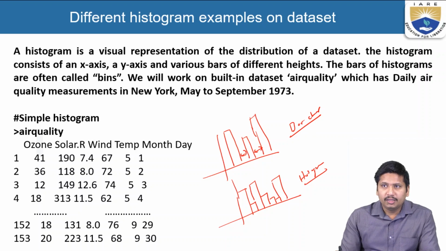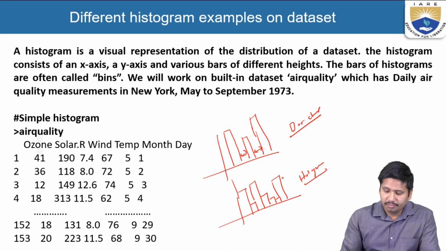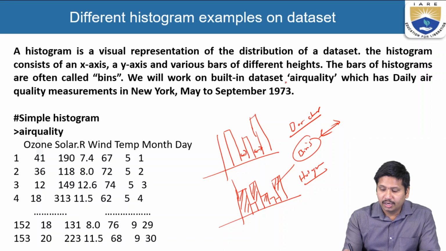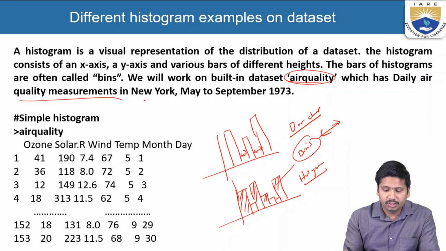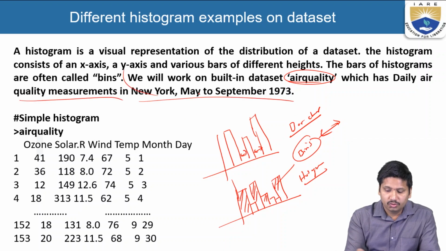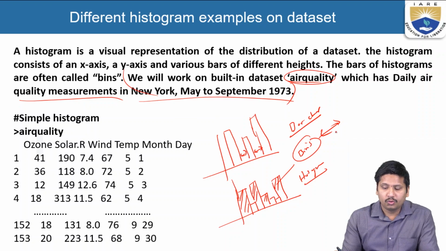Normally, these bars of the histogram are what we call bins. So the bars I draw in a histogram are called bins here. Normally we have a data set of air quality, which has daily air quality measurements in New York City. So this is the data set I took here. From this I'm going to construct the histogram.